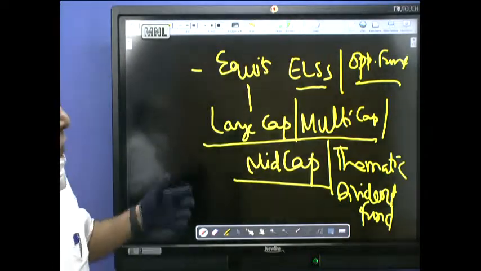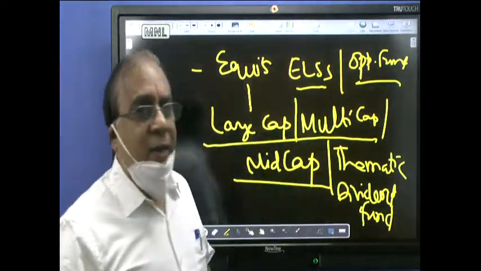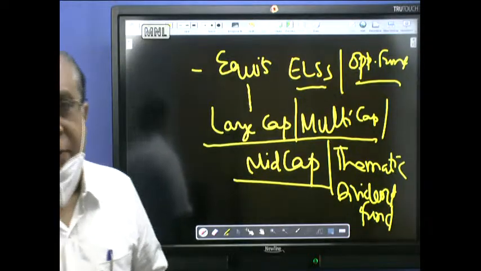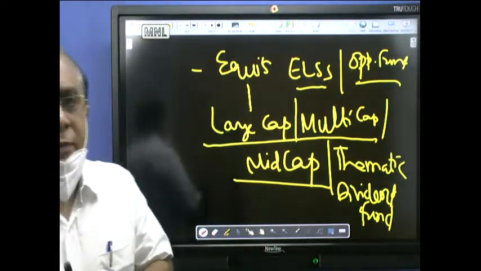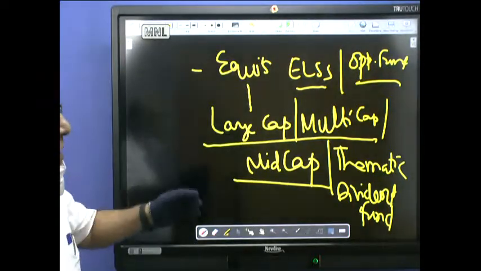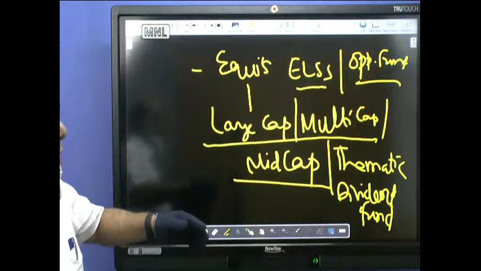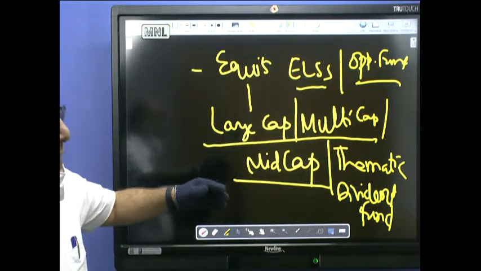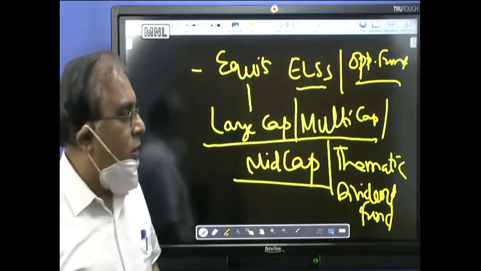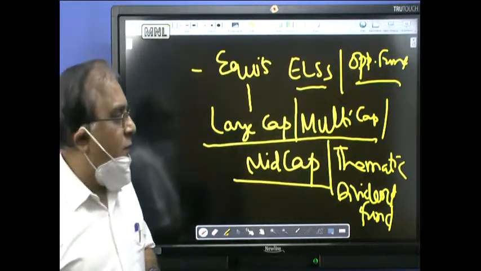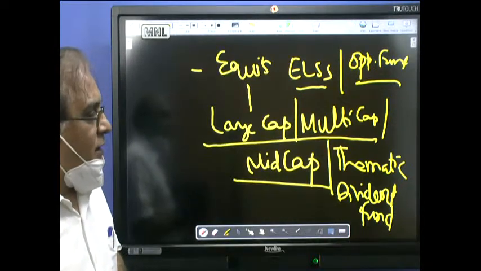Okay. So let us look at large cap and multi-cap fund performance and compare it with the ETF. We will also look at mid-cap. Then, time permitting, we will also look at the thematic, dividend and opportunities funds. So let's look at the fund performances in the case of large cap, multi-cap and mid-cap.